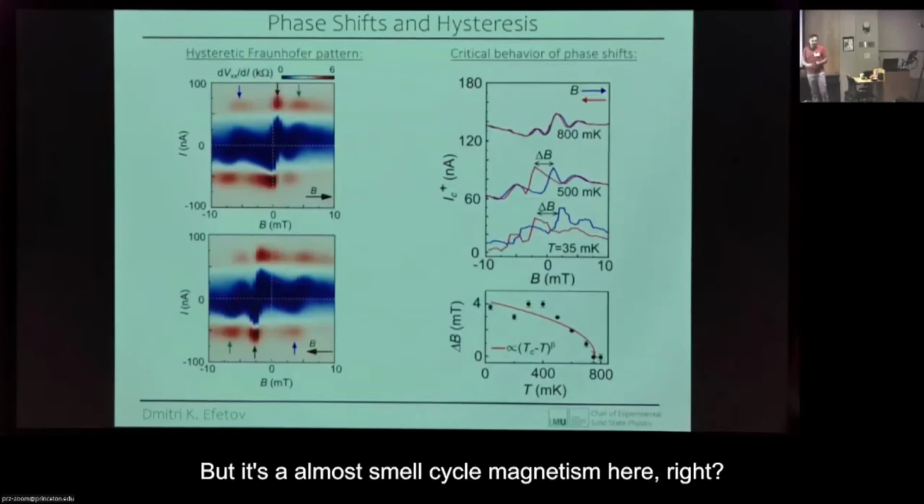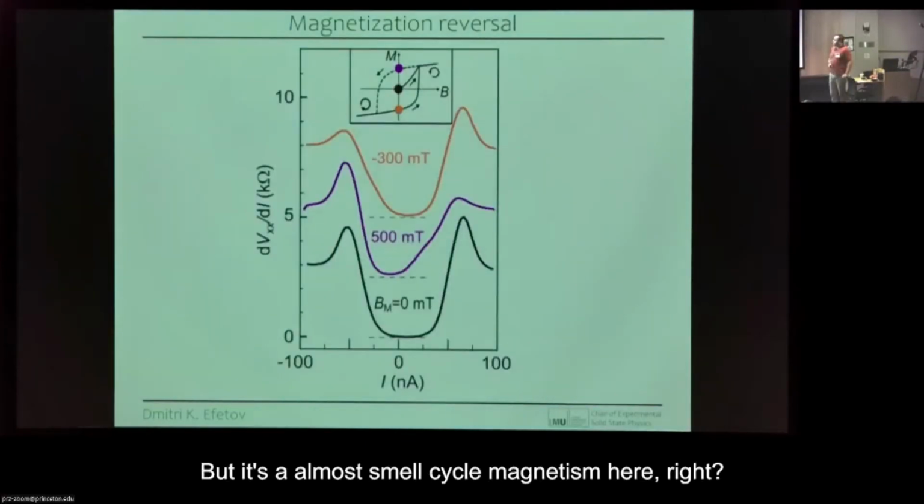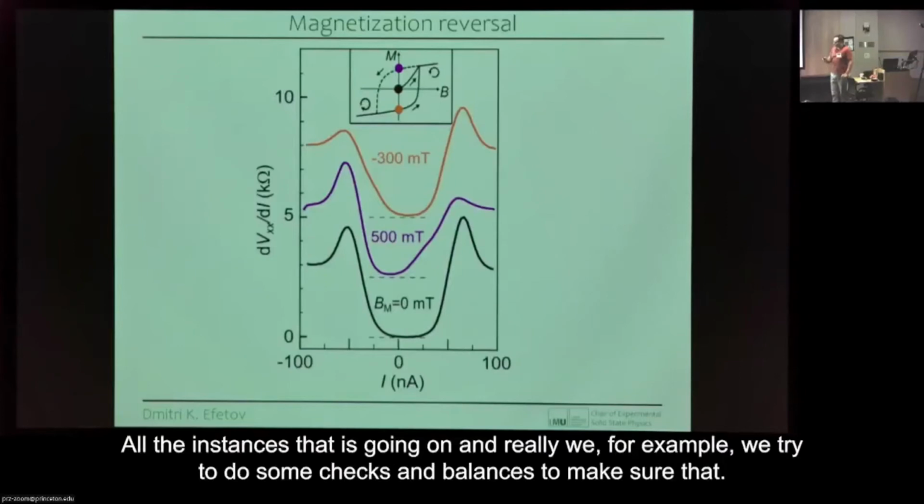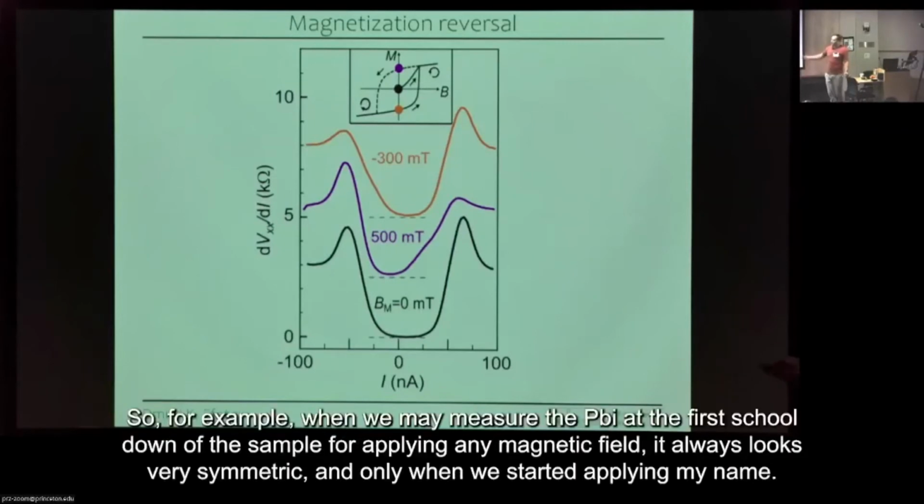With all the hysteresis that is going on, we tried to do some checks and balances to make sure that we're on the right track. For example, when we measured the dV/dI at the first cooldown of the sample, before applying any magnetic field, it always looked very symmetric. And only when we started applying a magnetic field, for example here positive 500 millitesla, did it start resembling this asymmetry.